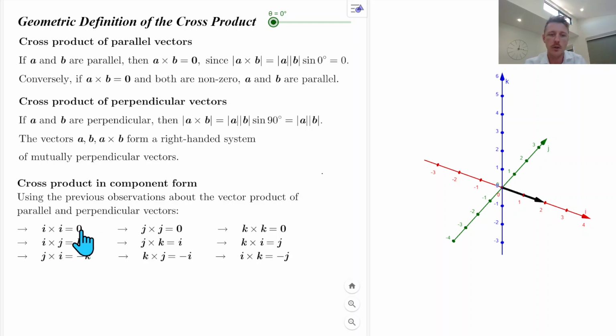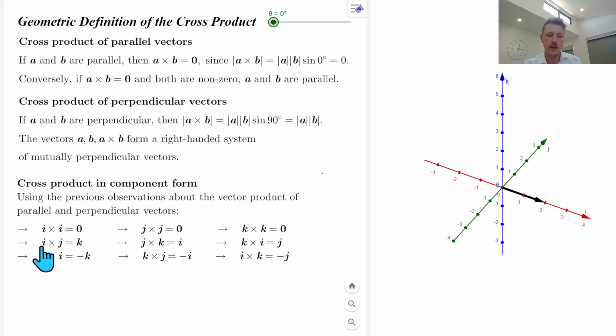Now I just want to make this point really clear. The magnitude is 0, but the result of the cross product is always a vector. So i crossed with i is equal to the 0 vector, not just equal to the 0, the number. It has 0 magnitude and no direction. Similarly, j cross j is going to be equal to 0 for the same reason, and k cross k will be equal to 0. Okay?